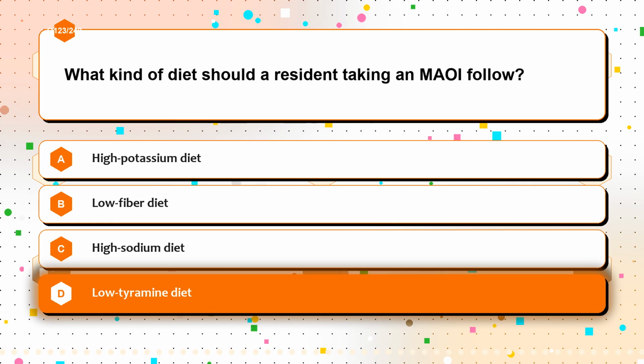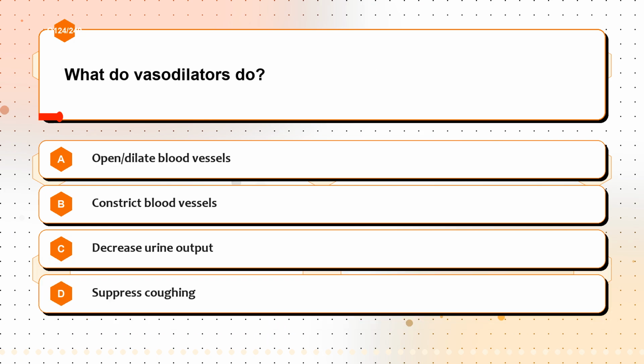The correct answer is option D, low tyramine diet. Question 124. What do vasodilators do? Here are the options. Option A, open/dilate blood vessels. Option B, constrict blood vessels. Option C, decrease urine output. Option D, suppress coughing.